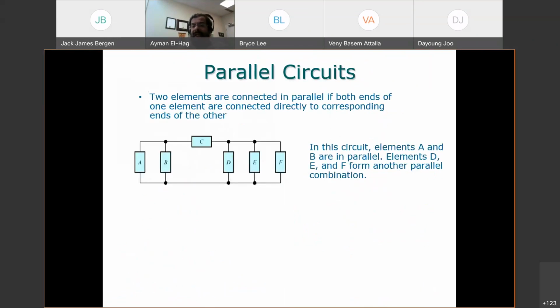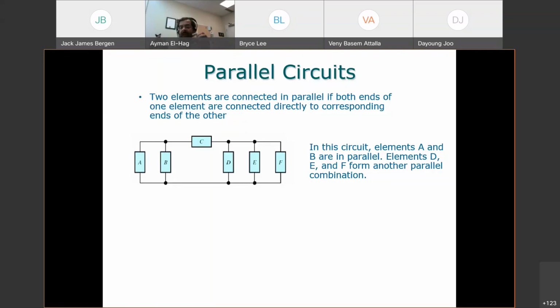The second one is what we call the parallel connection, and there is always sort of an analogy between the two. In the series connection, they share one node. We'll see here what they share. In series, they have the same current, and here we will see they have the same voltage. So two elements, again, let's clearly see the definition, are connected in parallel if both ends of one element are connected directly to a corresponding end of the other.